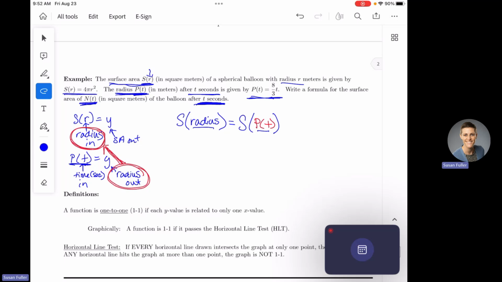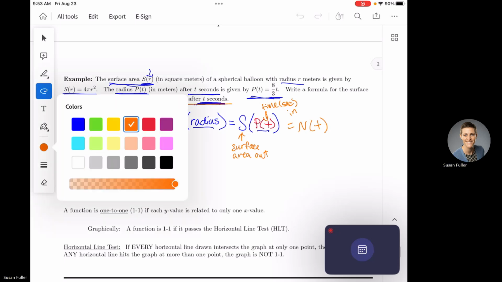Notice overall here, I'm putting a time in seconds into this function. I put a t in first, and then I plug that into p and get a radius out. Then I plug that radius into s and get a surface area out. And notice this is what we wanted. I wanted to put a time in and get a surface area out. If I compose s of p of t, then I get the function that I want, which they told me to call n of t. So now I just have to do the function composition to find what that n of t looks like.